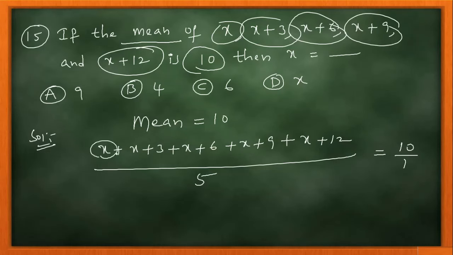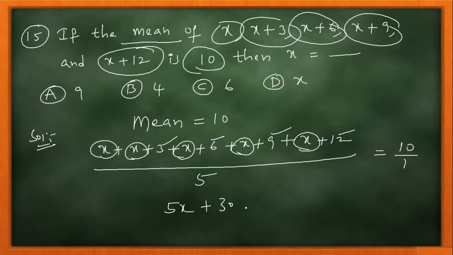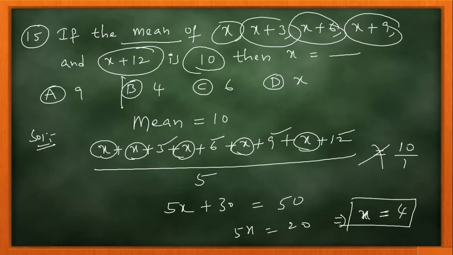How many x are there? 1, 2, 3, 4, 5. So 5 x values plus 3 plus 6 is 9, plus 9 is 18, plus 12 is 30. By cross multiplication, we can write 50. So 5x is equal to 20. What is the value of x? The value of x is equal to 4. 4 is the solution.